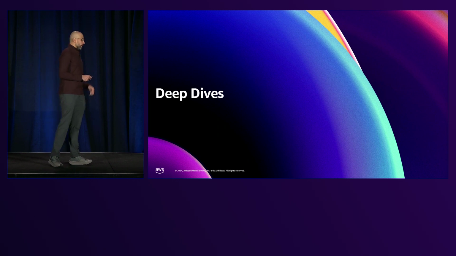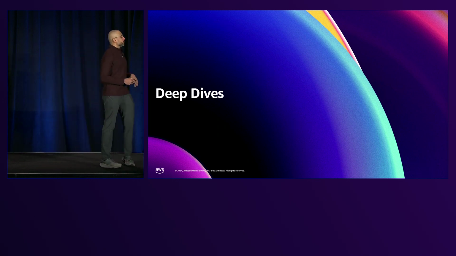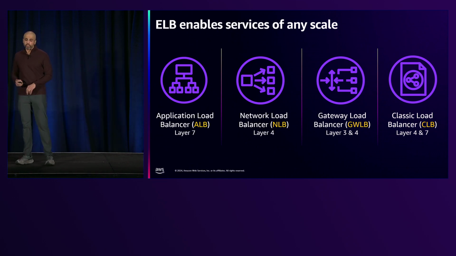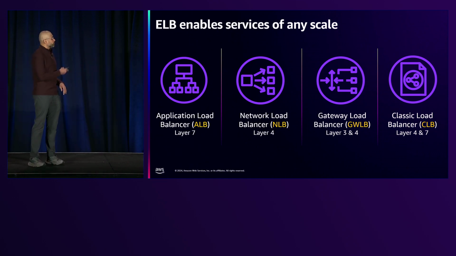So that brings us to the end of the overview. So let's get into the deep dives, starting with elastic load balancing. So there are 4 total load balancers. We've talked about ALB, NLB, and GWLB. The classic load balancer, CLB, is the first load balancer that we launched. It is capable of both layer 4 and layer 7 load balancing, and it is an option that we continue to maintain. In this section, I'm going to be covering key feature launches of ELB over the last 12 months.